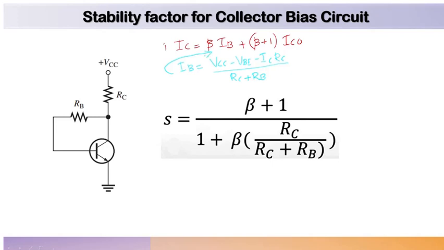Then differentiating both sides LHS and RHS with respect to IC ചെയ്ത് കഴിഞ്ഞാൽ we will be getting stability factor like S is equal to beta plus 1 divided by 1 plus beta into RC divided by RC plus RB. വളരെ സിമ്പിൾ ആയിട്ട് ഇത് നമുക്ക് കിട്ടും.